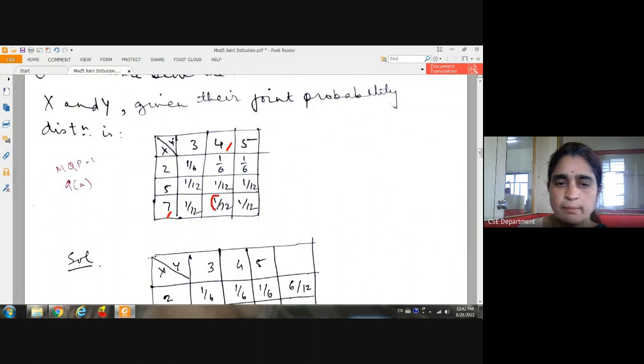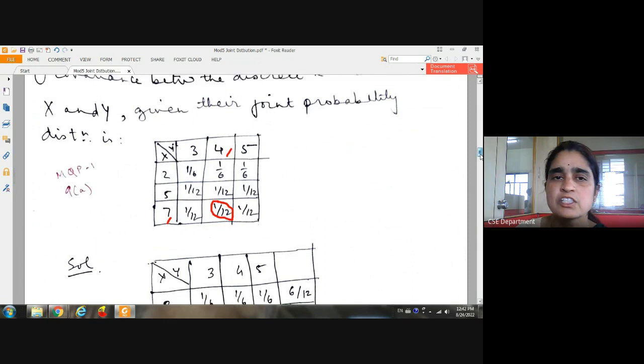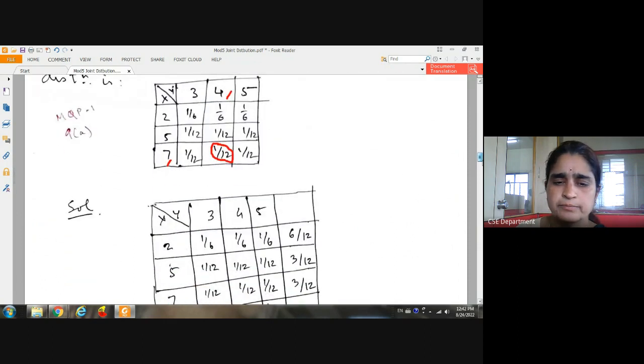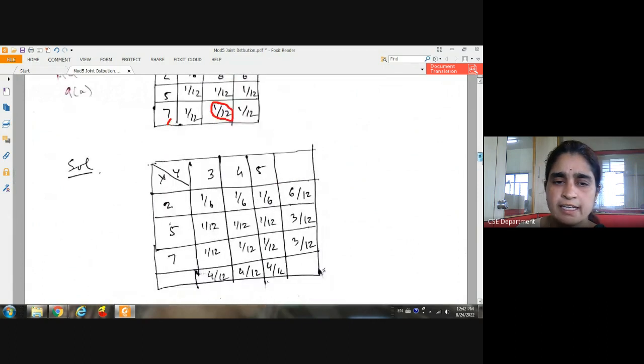So you take x takes 7, y takes 4. This value is 1 by 12, right? So total number of ways in which x and y can take values is 3 into 3, 9. So you have 9 cells. So this is the joint distribution function table they have given. First question, find the marginal distribution. Now, looking at this table, x takes value 2, y takes value 3 is 1 by 6.